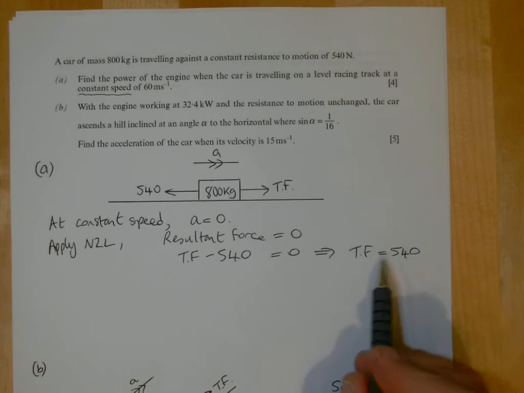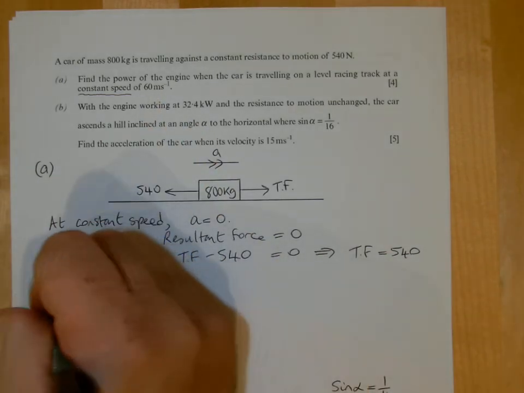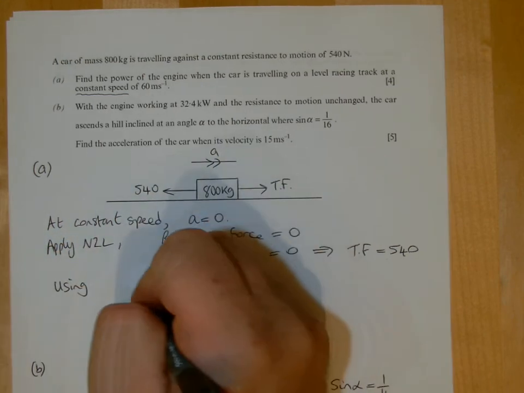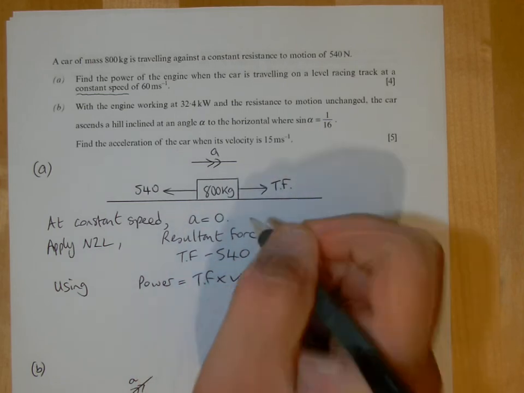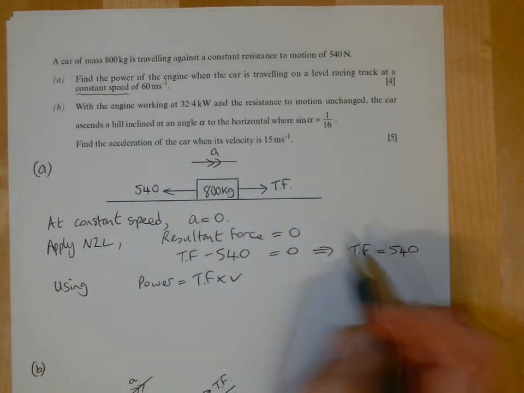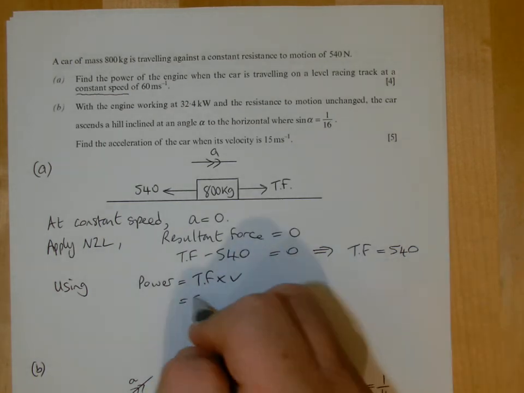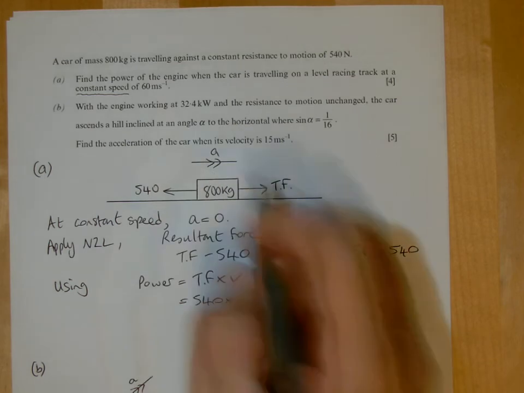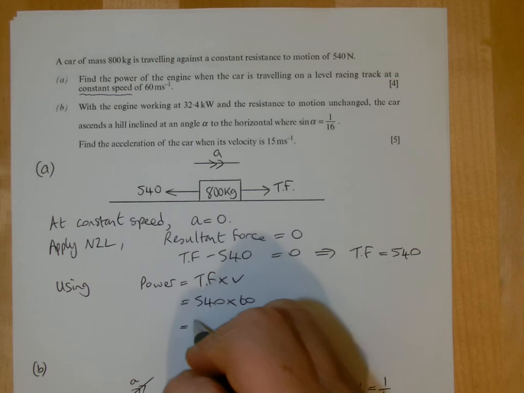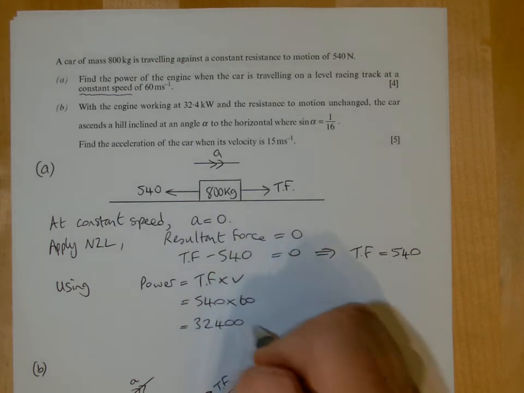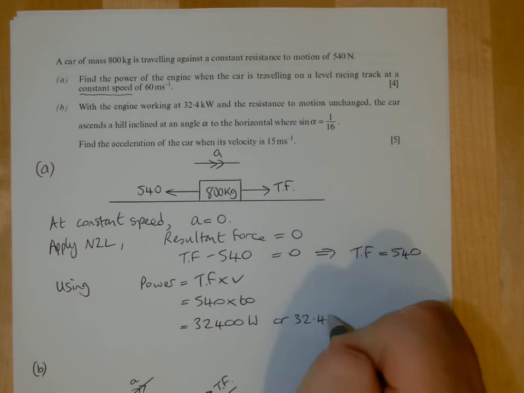What you can do then, because we know the tractive force and we know the speed, we can use the formula connecting power to tractive force. So power is tractive force times velocity. We know that the tractive force is 540. We know the speed is 60. So we can then get the power from there. If we do that, we get 32,400 watts, or you can write it as 32.4 kilowatts if you want.